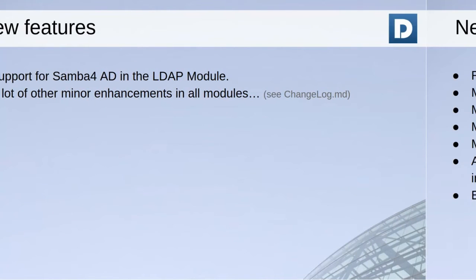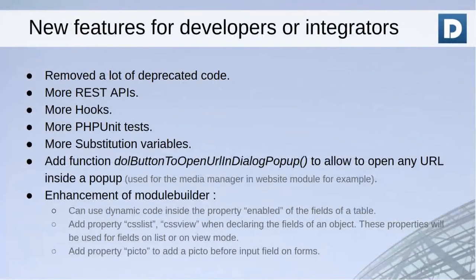Let's have a look now at the features for developers or integrators. So we removed a lot of deprecated code. I think it's the version with the most important cleaning of code. There are a lot more REST APIs. I will not list them because there are a lot of important new APIs now. There are more hooks. Not a lot, but just a small number, but it's better than nothing. More PHP unit tests. There are also more substitution variables.